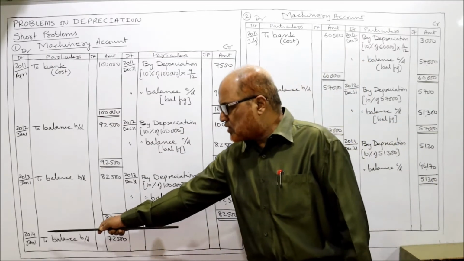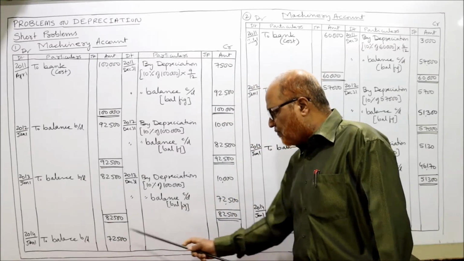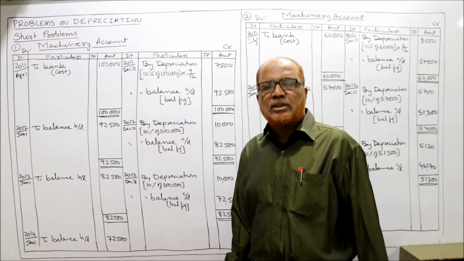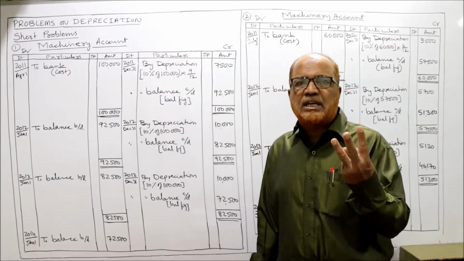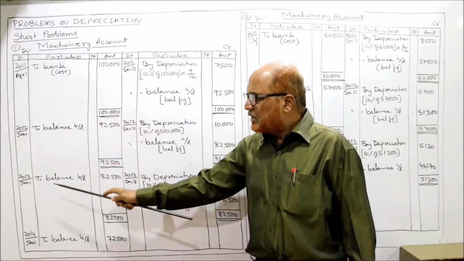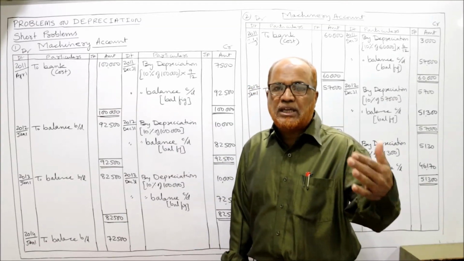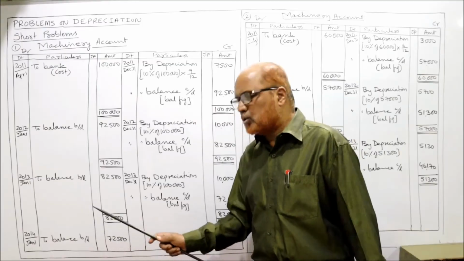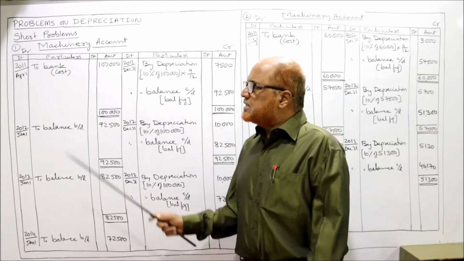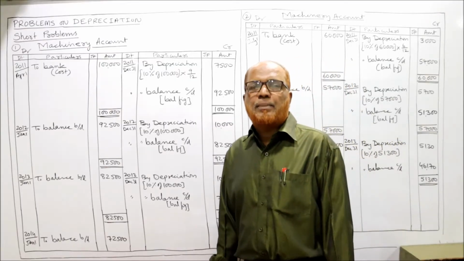Now next year is 2014, January 1st. To balance brought down 72,500. It is asking you in the problem to prepare the account for 3 years, so 2011, 12, 13, 3 years completed. At the beginning of the 4th year, the value of the machine is 72,500. That's it. This is the end of the first short problem on depreciation.